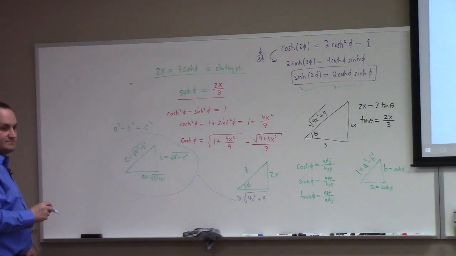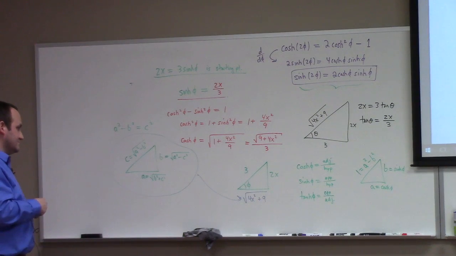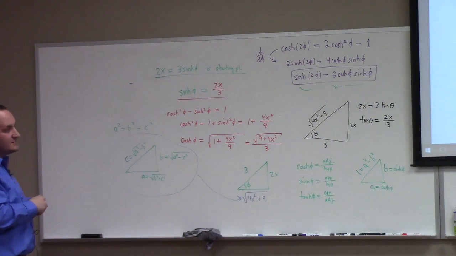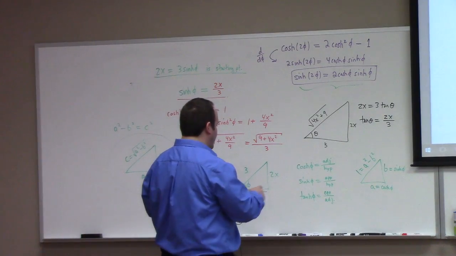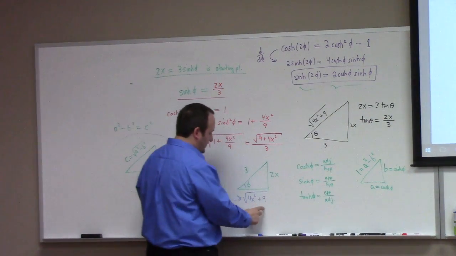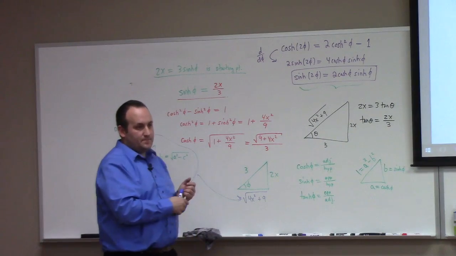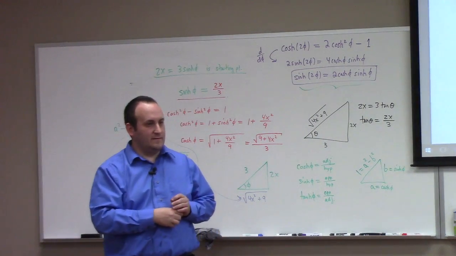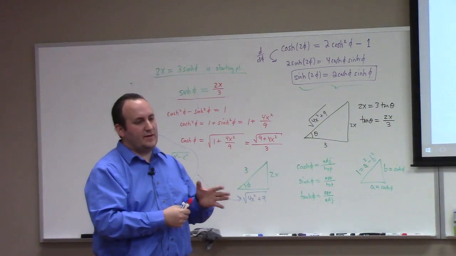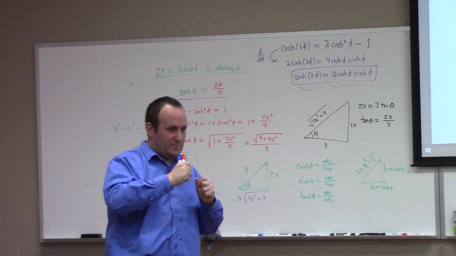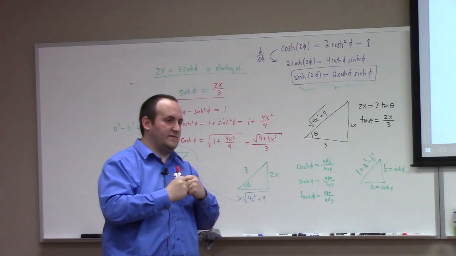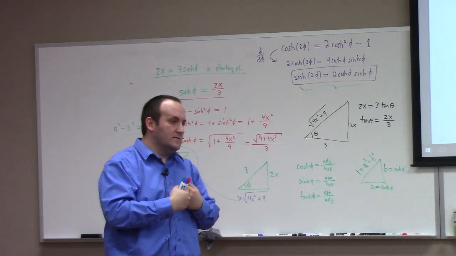Then how do you get the over 3? Well, the cosh phi, right? Adjacent over hypotenuse, which is this over 3. Cool. The thing we have to be careful about is it's not governed by the Pythagorean theorem. The relation between the cosh and sinh is the hyperbolic identity.